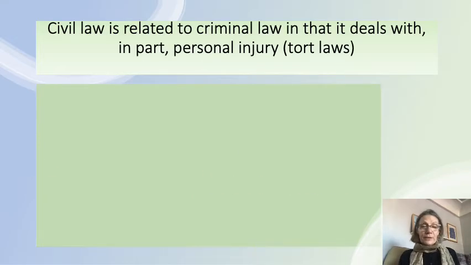So you might be asking yourself, Professor Hankinson, why are we learning about civil law? This is a class on criminal law. Well, the reason that we're learning about civil law is because it is related to criminal law, in that it deals, in part, with personal injury, or what's known as civil tort law. Civil tort law is the law of personal injury.